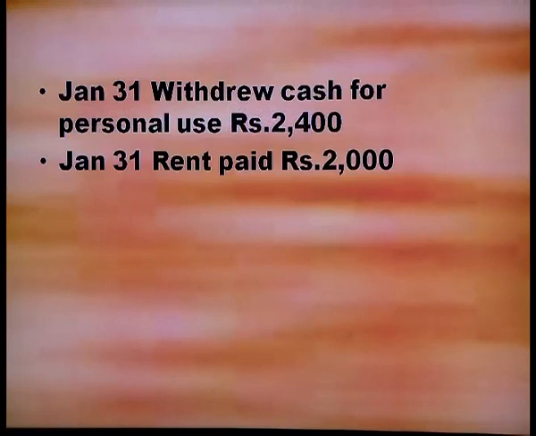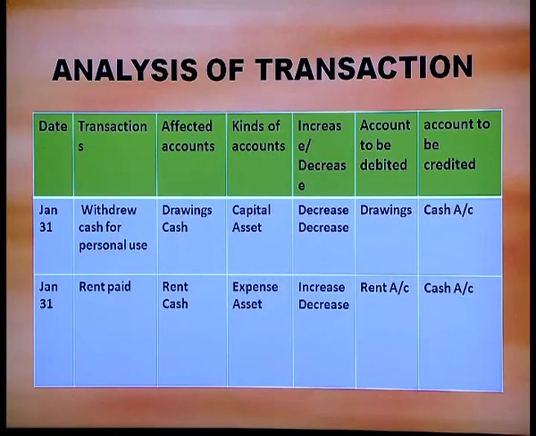Withdrew cash for personal use. This transaction is on January 31st. One more transaction on this date, rent paid. Withdrew cash for personal use. Affected accounts are drawings account and cash account. Money is withdrawn from the capital. So, drawings can be included under capital account. Capital is decreasing. So, drawings account is debited and cash is going from the business. Cash can be included under asset account. Rule for asset account, when asset is decreasing, it is credited. So, entry will be drawings account debit to cash.